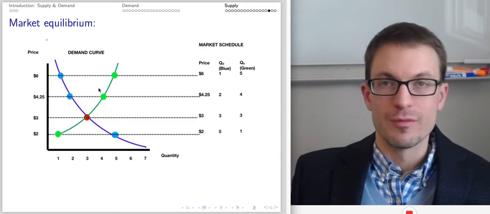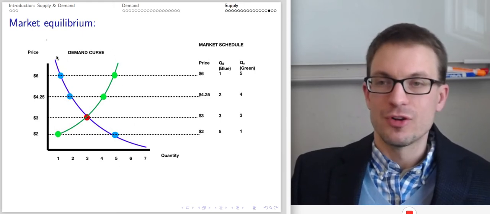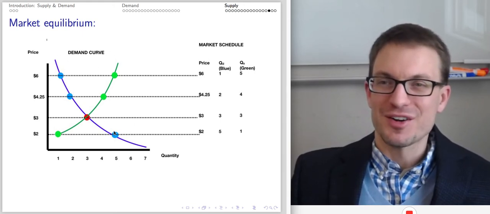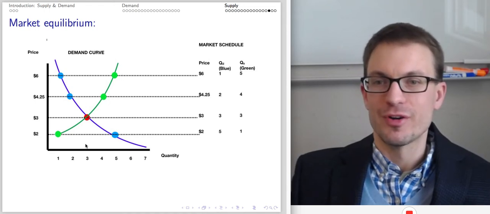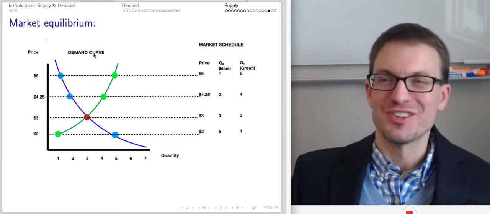Okay, so here's our market equilibrium depicted graphically. So we have our demand curve, the exact same demand curve from earlier. We have our supply curve, the exact same supply curve from earlier. You notice I put this label for the demand curve.